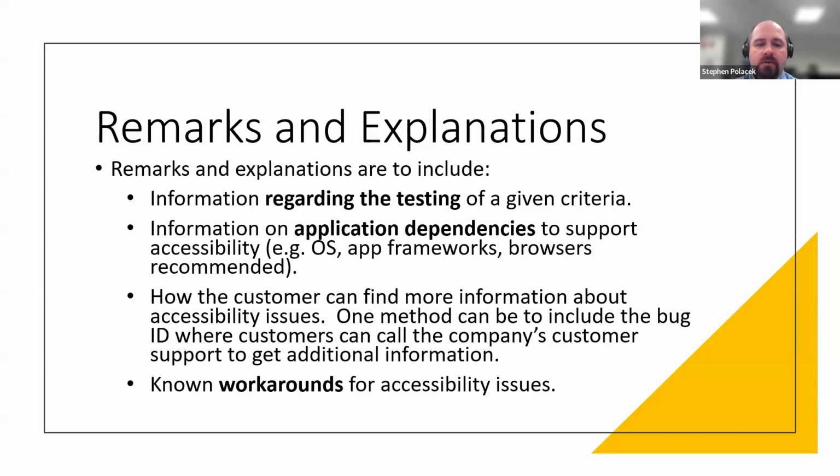Third, how the customer can find more information about accessibility issues. One method can be to include the bug ID, where customers can call the company's customer support to get additional information. So usually, if they don't give specifics in the listing there, you want some point of contact to reach out to figure out, is this a big issue, or is it something that only a very, very small number of use cases are going to find, or is it something that all of our students are going to be using and it's going to block everyone from using it?